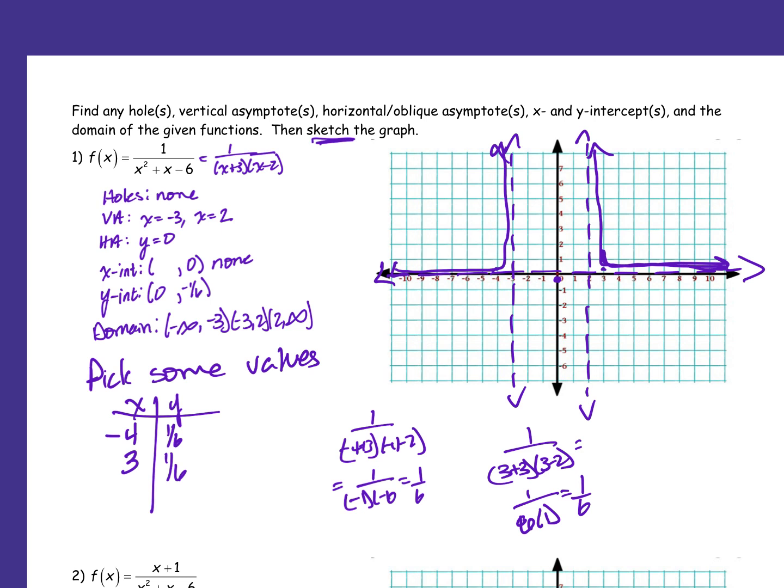And since I already know where my y-intercept is, it's below the axis. So this one's going to kind of go up. And there's no x-intercept, so I know it doesn't cross the x-axis. I should have done this graph in a different color. Sorry. So it should look like this.